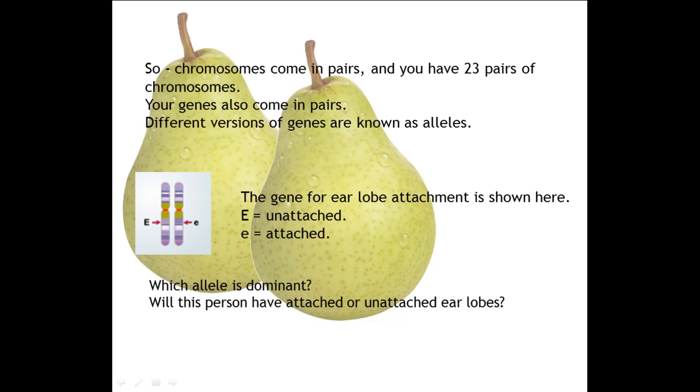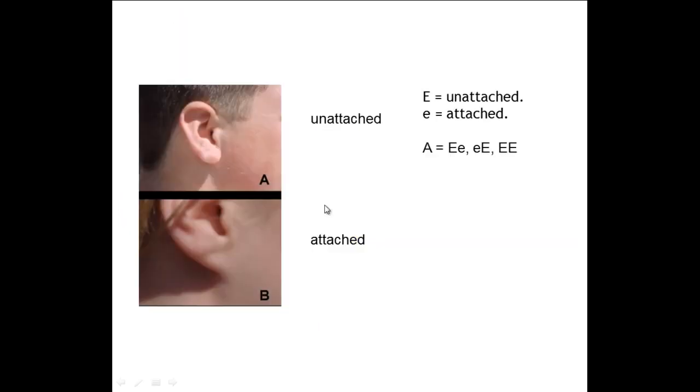And because alleles usually come in pairs, to have an attached earlobe, you need to have small e, small e. Now this diagram here shows us somebody with an unattached earlobe and somebody with an attached one.